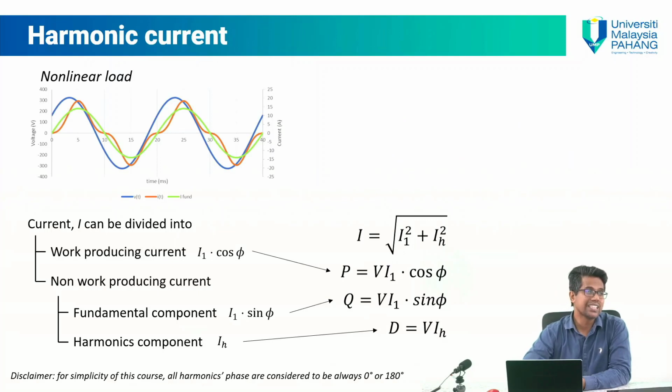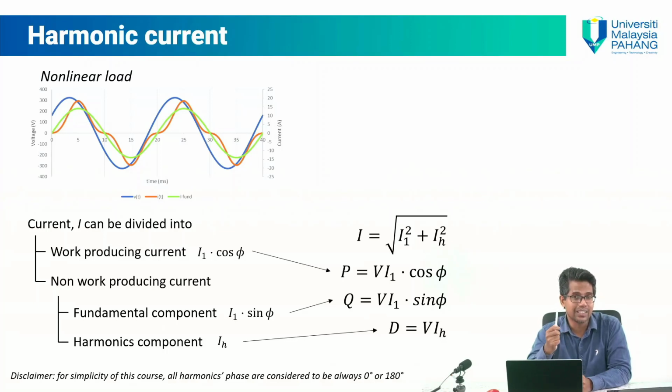Okay, so this is the nonlinear load current, and how it contributes to the calculation of power, specifically power factor at the end. The work-producing current is still the same. It contributes into P, so P equals V I cos theta.